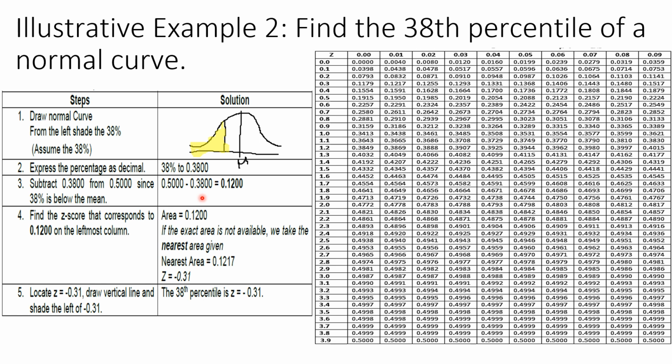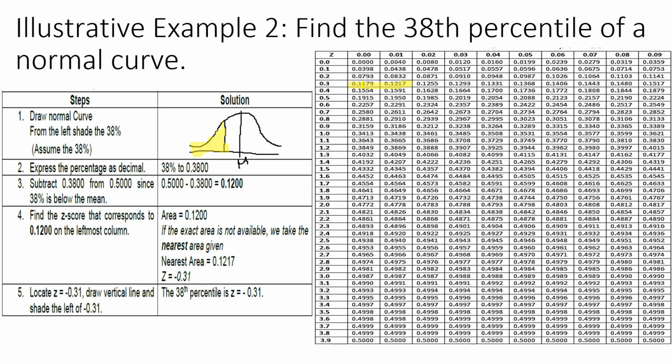So, after that, for our next step, fourth step, since we're finding the area of 0.12, so let's identify, no, kung nasan yung nearest area niya. So, saan ba banda? So, we have 0.12. Dito, meron tayong 0.1179 and also 0.1217. Which is closer, do you think?